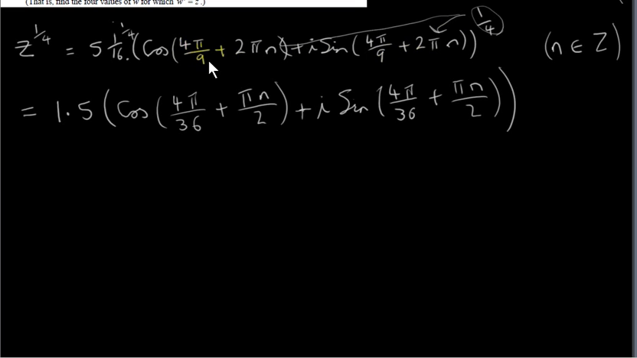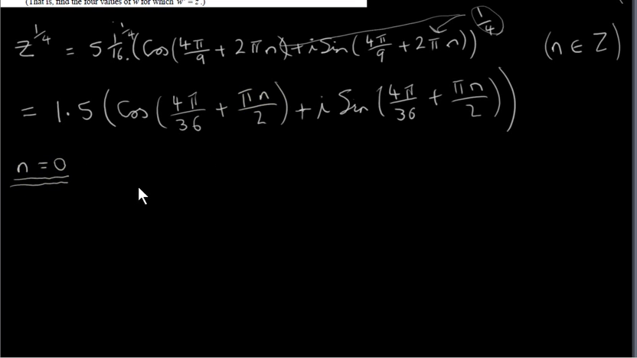If we multiply a quarter by 4 pi over 9, we get 4 pi over 36. A quarter times 2 pi n is 2 pi n over 4, which is pi n over 2. So this is the general form for a fourth root of our complex number z. But we will get different answers depending on what n is. So let's look at n equals 0. n must be an integer. So we start with n equals 0.